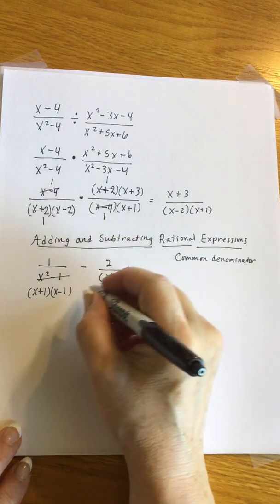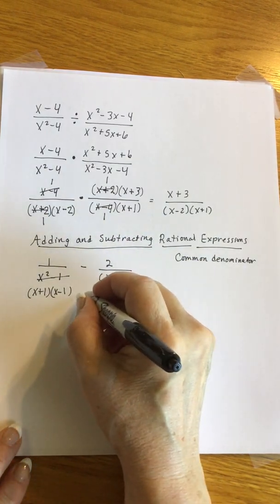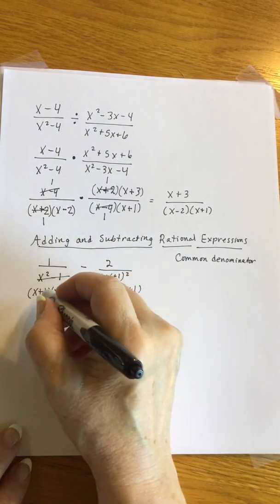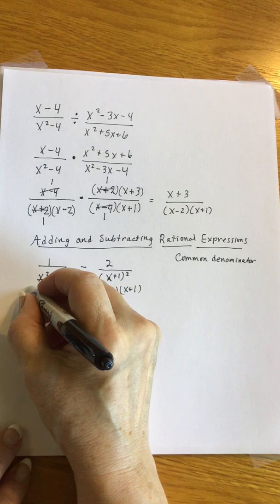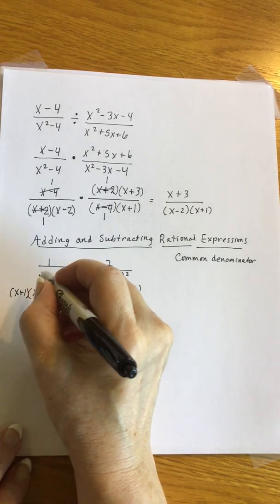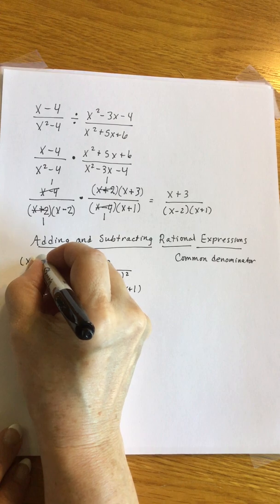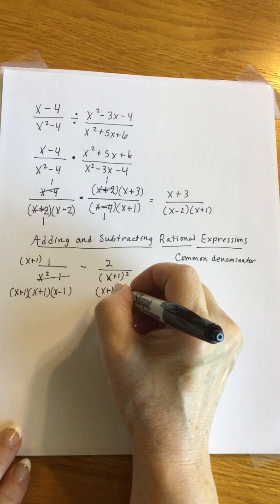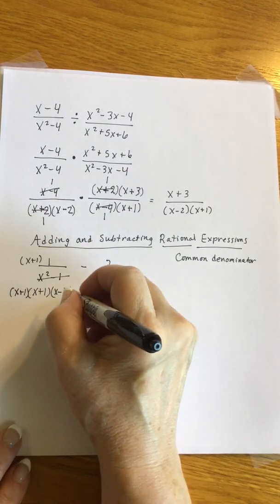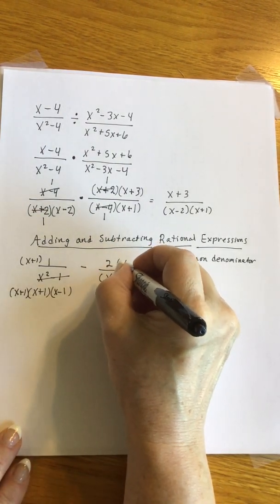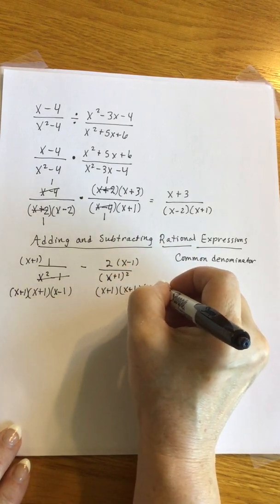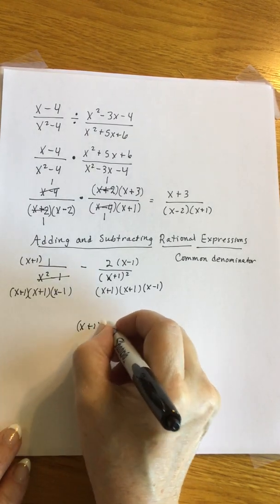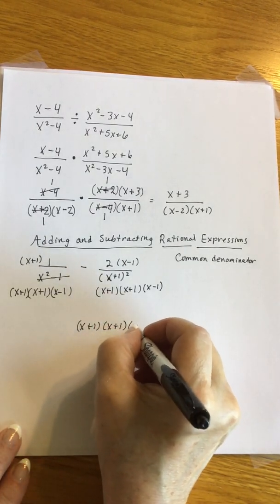So now we're looking for something that'll make these two be the same. You can see that this one's got an x plus 1, and this one's got two x plus 1s. So to be the same, we have to multiply this one by x plus 1 in the numerator and x plus 1 in the denominator. Over here now we've got x plus 1, but we still need an x minus 1. So we're going to multiply the numerator and denominator by x minus 1. That gives me my common denominator, (x plus 1)(x plus 1)(x minus 1).